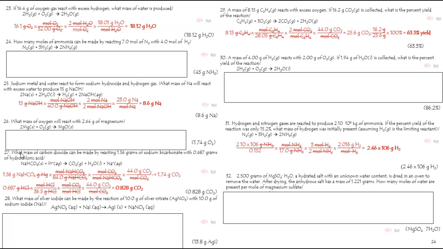What mass of carbon dioxide can be made by reacting 1.56 grams of sodium carbonate with 0.687 grams of hydrochloric acid? Now I can see by the way I did it that I did it the brute force method, meaning I just took each one of those, crunched it through to see how many grams of CO2 it can make, and I circled the lower number.